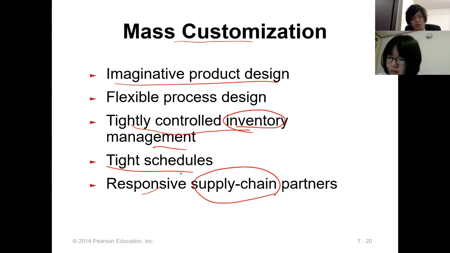So during this pandemic, I do not know how mass customization, relating to supply chain, can sustain.